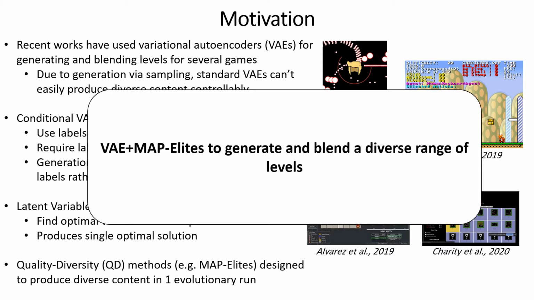And so the central idea of this work is to combine VAEs with MAP-Elites, and more specifically, instead of running latent variable evolution using a single objective optimization algorithm, to instead run MAP-Elites in the latent space of a trained VAE in order to generate and blend a diverse range of levels for a number of different games.